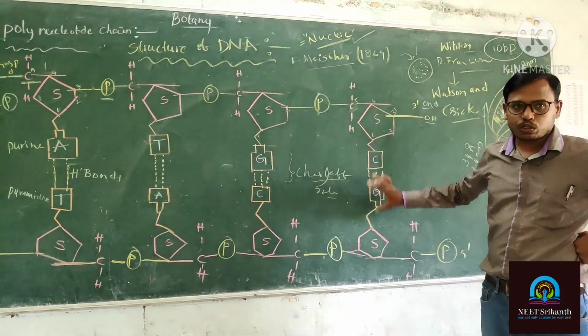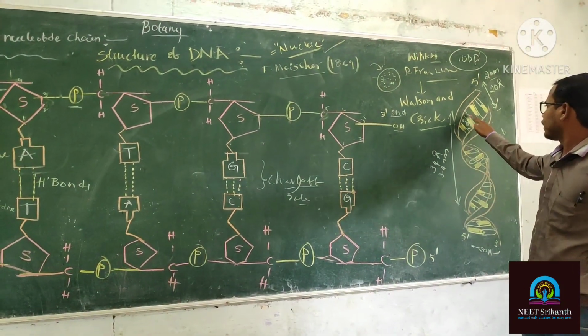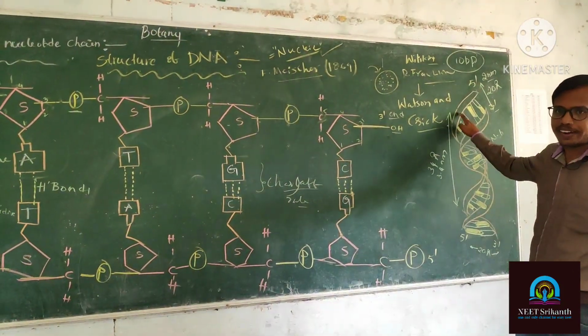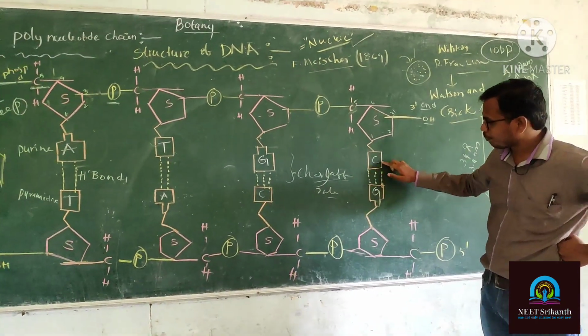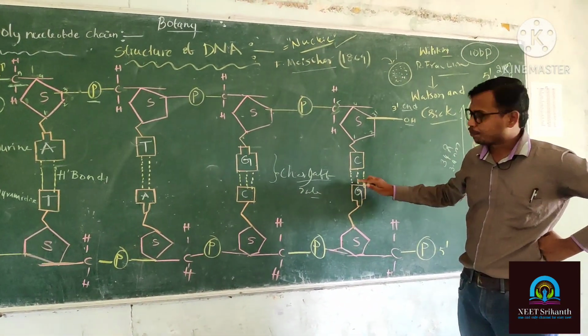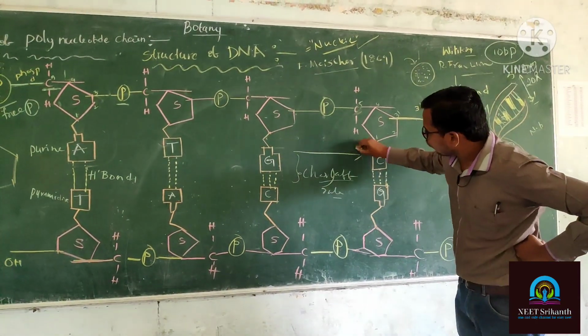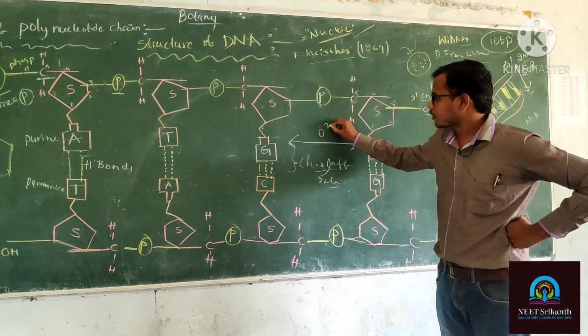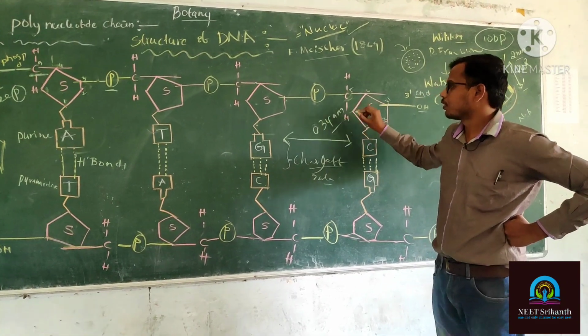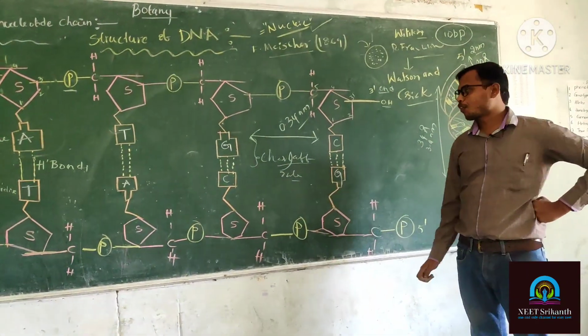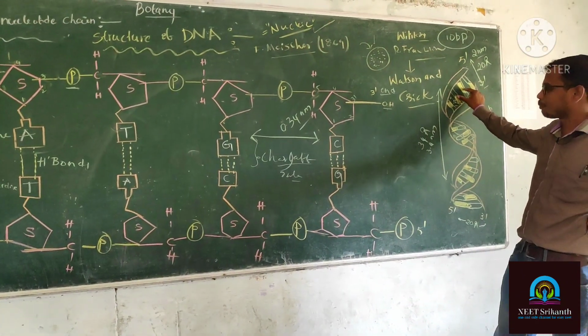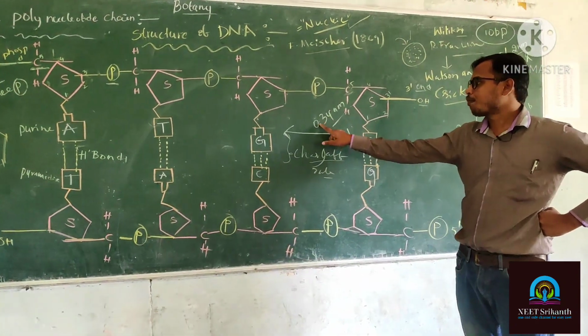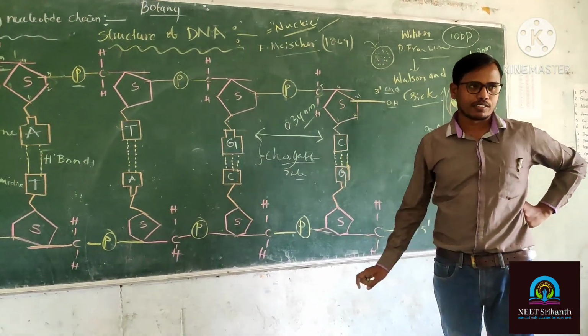These are two polynucleotide chains. These are the nucleotides or nitrogen bases, the nitrogen base pairs. So between two nitrogen base pairs, what is the distance? 0.34 nanometers. Between two nitrogen bases, the distance is 0.34 nanometers.